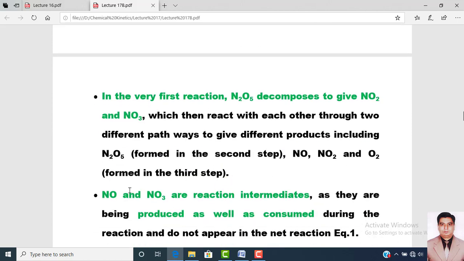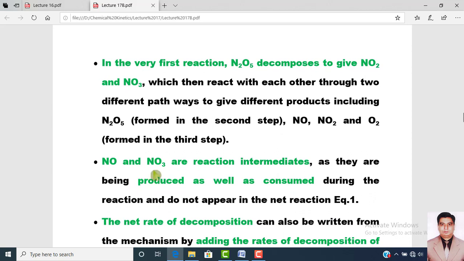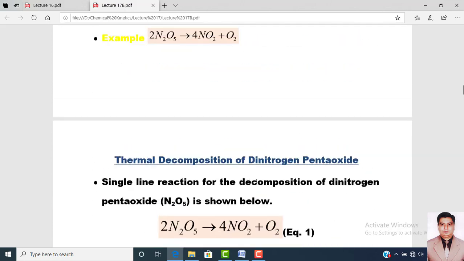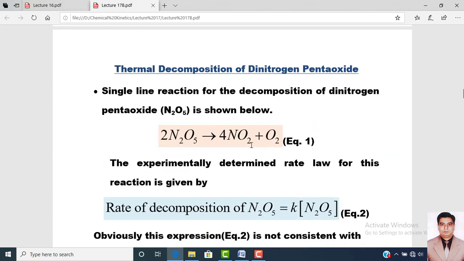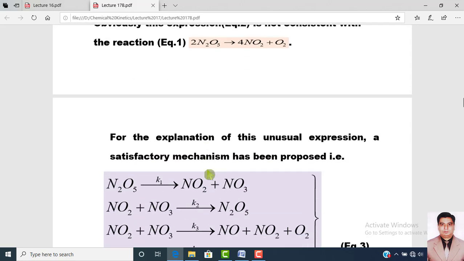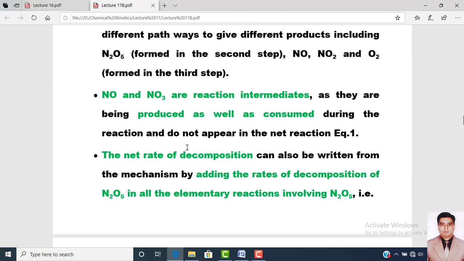So in the second step, NO2 and NO3, since they are reaction intermediates, are being produced as well as consumed. As you can see in equation number 1, due to this reason, you cannot see NO2 and NO3 in equation number 1, because these are intermediate products and they are being produced as well as consumed.